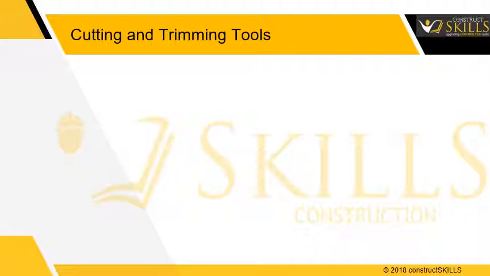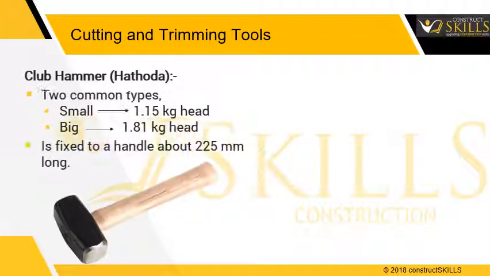The next category of tools are used for cutting and trimming masonry units, or mortar. Club hammer. They are available in 2 common sizes. Small steel head of 1.15 kg in weight and big head having 1.8 kg weight. Heads are fixed with a wooden handle, usually 225 mm long.